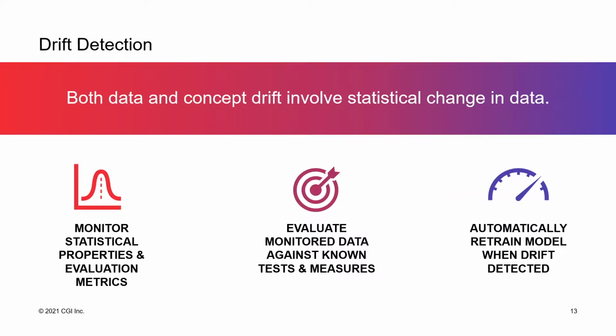Both data drift and concept drift involve statistical change in data. Data drift in the independent feature variables and concept drift in the dependent target variables. This allows us to detect drift by monitoring incoming data and model performance and comparing what we see versus what we expect to see. Back to that spam filter example, we can look at our incoming feature variables of our emails and compare them to the statistical properties of the emails in our training set. If we start to see the statistical properties of our incoming emails diverge from that of our training emails, we're likely starting to see data drift.